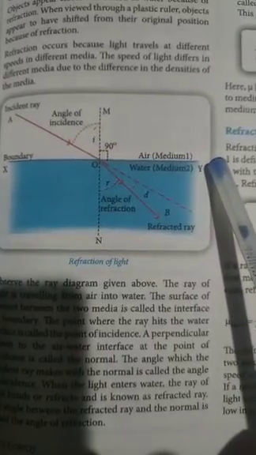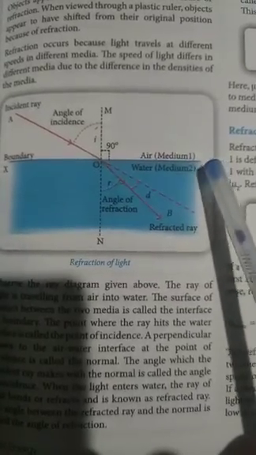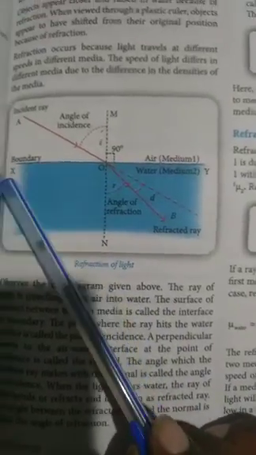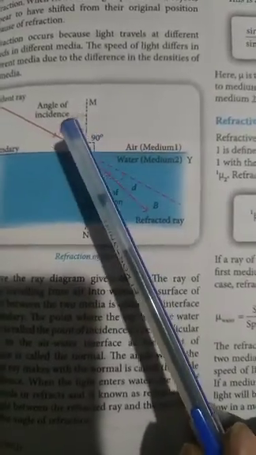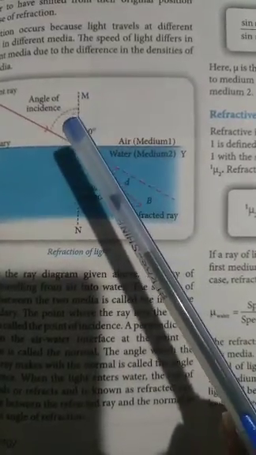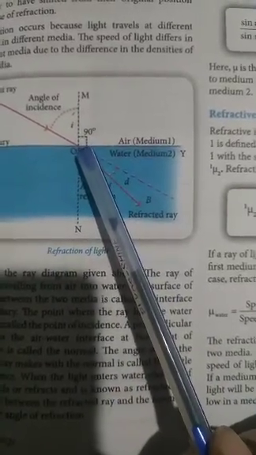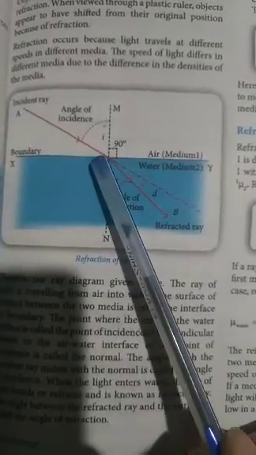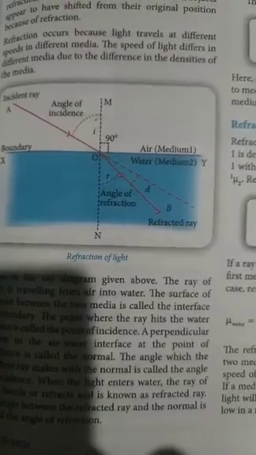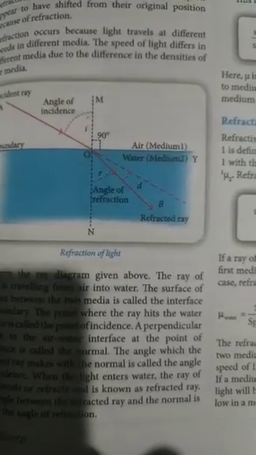Look at the figure carefully. XY is the interface of air and water media, or XY is the boundary of two media. The point where the ray hits the water surface is called the point of incidence. Here O is the point of incidence and AO is the incident ray. The ray of light which hits the water surface is called the incident ray.